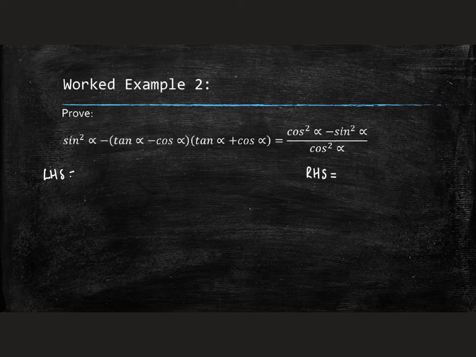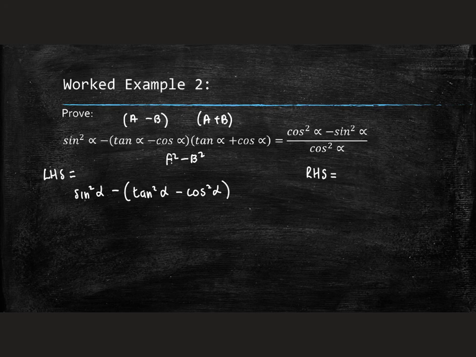So for the left-hand side, what can we notice? What we can definitely notice is we want to get rid of these brackets. So let's keep the sine squared first of all, and let's FOIL out these brackets. And the brackets are in the form of a difference of two squares. A minus b, if you can picture this, a minus b, and a plus b. And we know that if we FOIL those out, we would get a squared minus b squared. So what we then get for our brackets is tan squared alpha minus cos squared alpha.